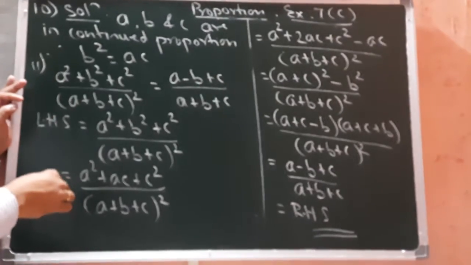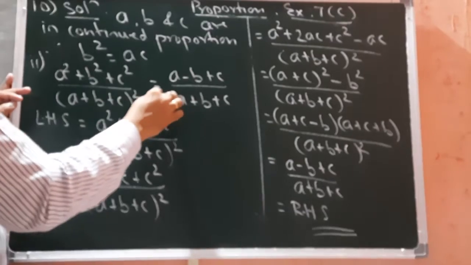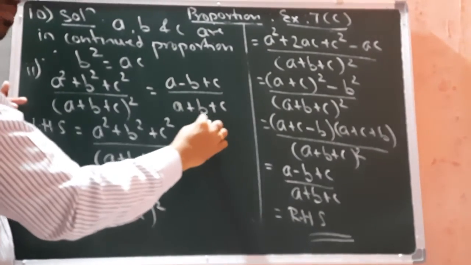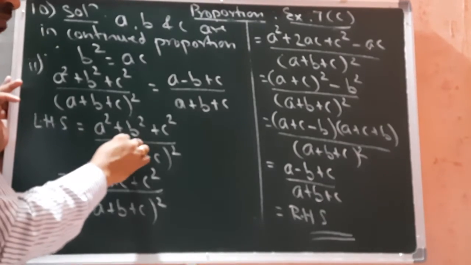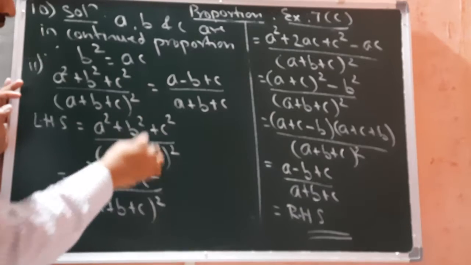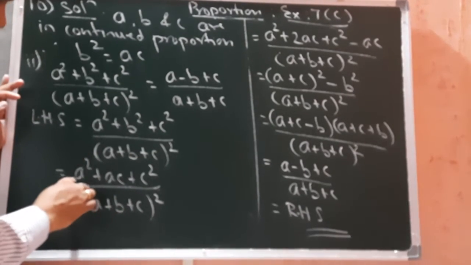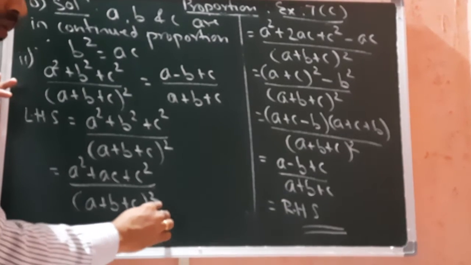Now second part. (a² + b² + c²)/(a + b + c)² is equal to (a − b + c)/(a + b + c). That we have to prove. So we are taking LHS. So (a² + b² + c²)/(a + b + c)². In place of b², we have done the substitution of ac. So we got (a² + ac + c²)/(a + b + c)².